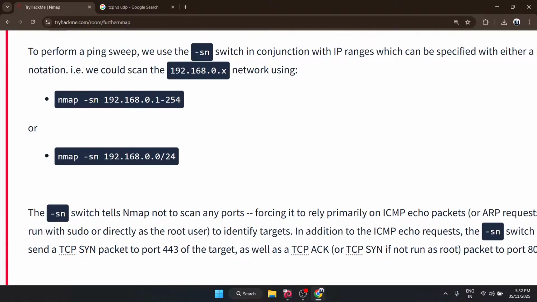Yes, Louise, that was Windows. You're correct. And -sn, I already told you about -Pn. What happens in -Pn? It will not ping the system. It will not ask the system if it is up or not. And in -sn, it will only ping the system. It will not scan for the ports.